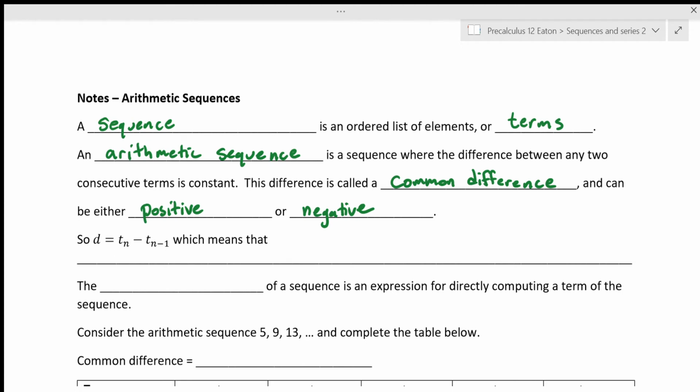So the common difference can be found by doing a small formula, t sub n minus t sub n minus 1. There's a lot of subscripts there, so what does that actually mean? Basically, what it's saying is that you can find the common difference by taking any two terms and subtracting the earlier term from the later term. Okay? So to find the common difference, you take any term and subtract the term before it.